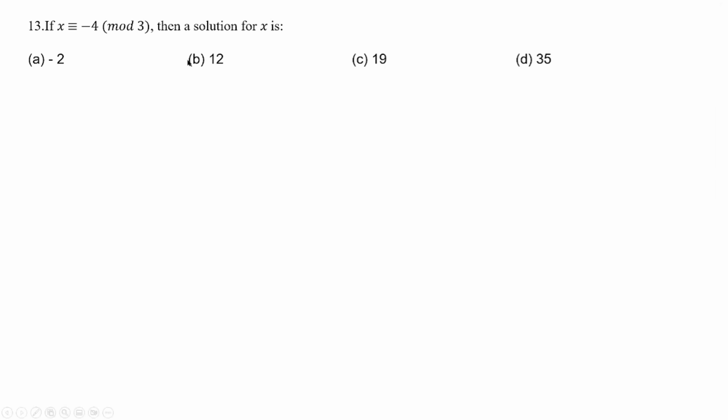And here we have some more questions from the sample question paper. If x is congruent to minus 4 mod 3, then a solution for x is. So here we have to find the value of x which is congruent to minus 4 mod 3. If x is congruent to minus 4 mod 3, then we can write x plus 4 congruent to 0 mod 3. So among these values, we put each value in and check.